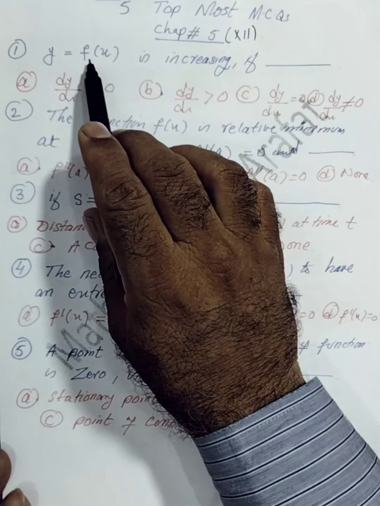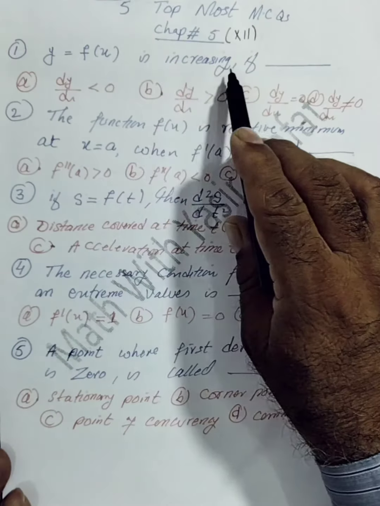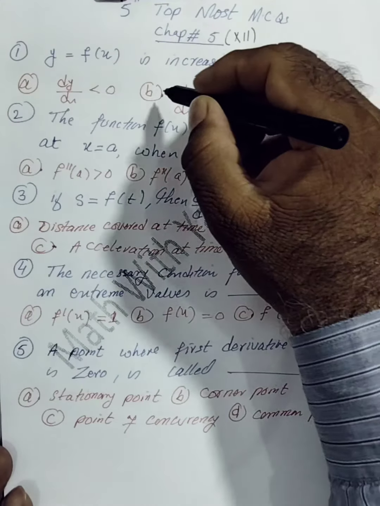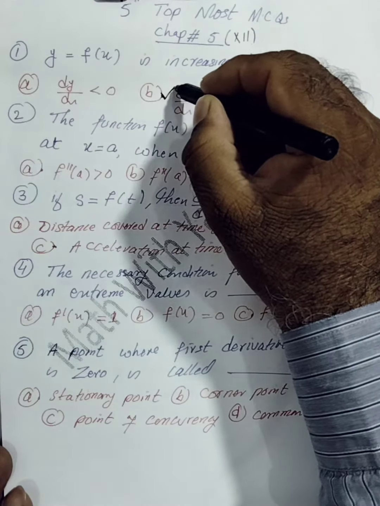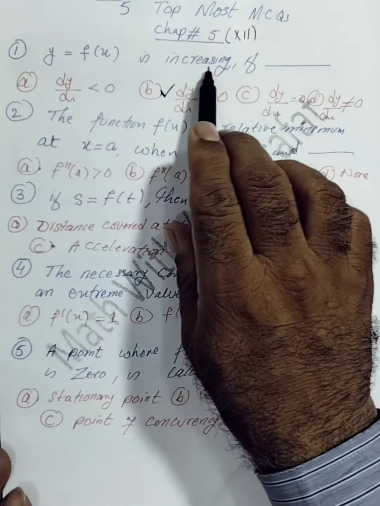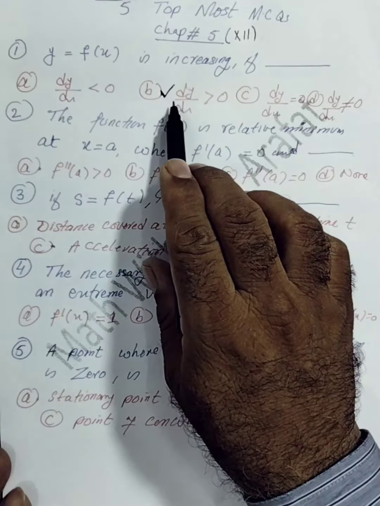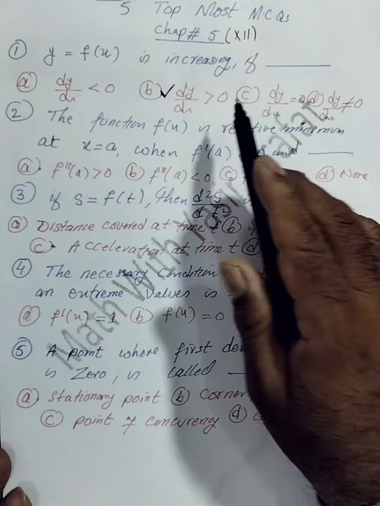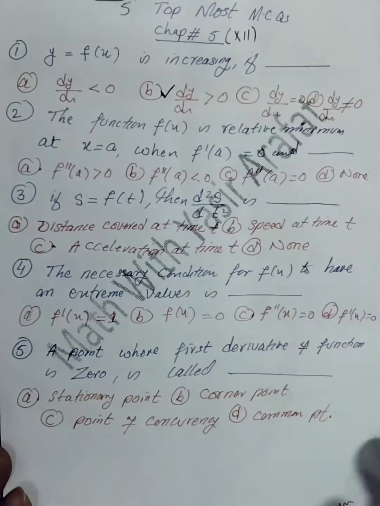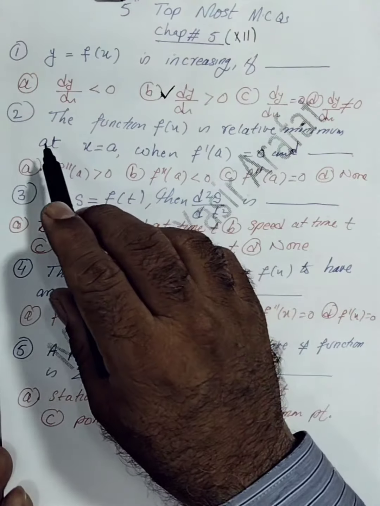If y is equal to f of x is called increasing function if the derivative will be greater than 0. The B option is correct. If we are going to discuss the increasing function, that means its derivative will be greater than 0. So the B option is correct for the first MCQs here. Now come to the second MCQs.